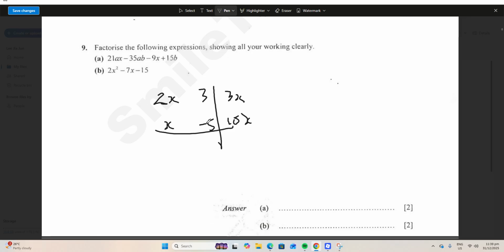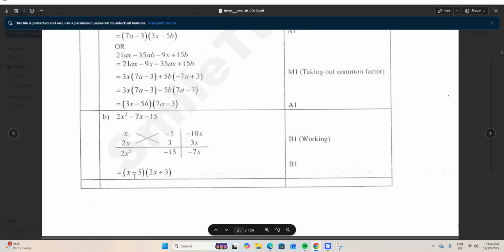If I put a negative at 5, this will give me negative 10x, and negative 10x plus 3x will give you negative 7x. Is my answer correct? Do I want negative 7x? Yes. The question asks for negative 7x. So I just put 2 brackets around this, and then put a plus since there's no sign here, and 2 brackets around this, and this will be my answer. So I write out 2x plus 3 times x minus 5. It doesn't matter the order. This is the cross table method.